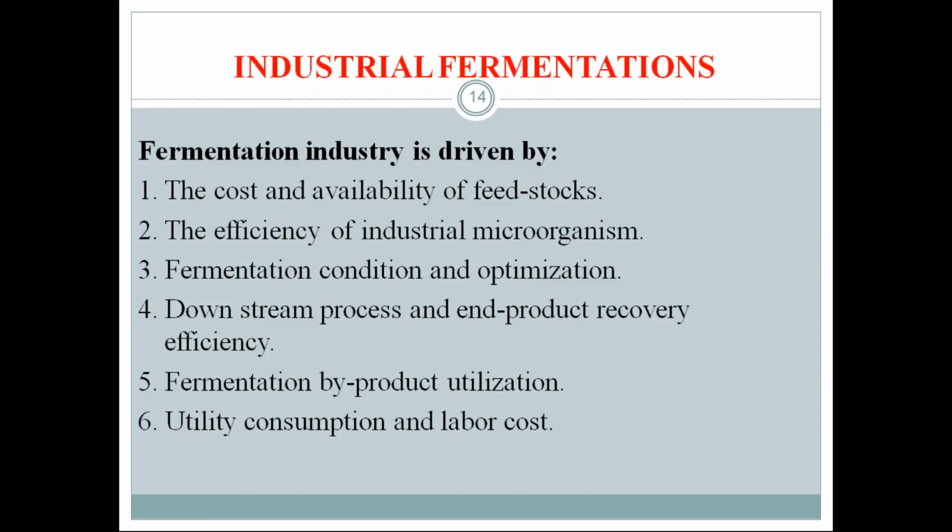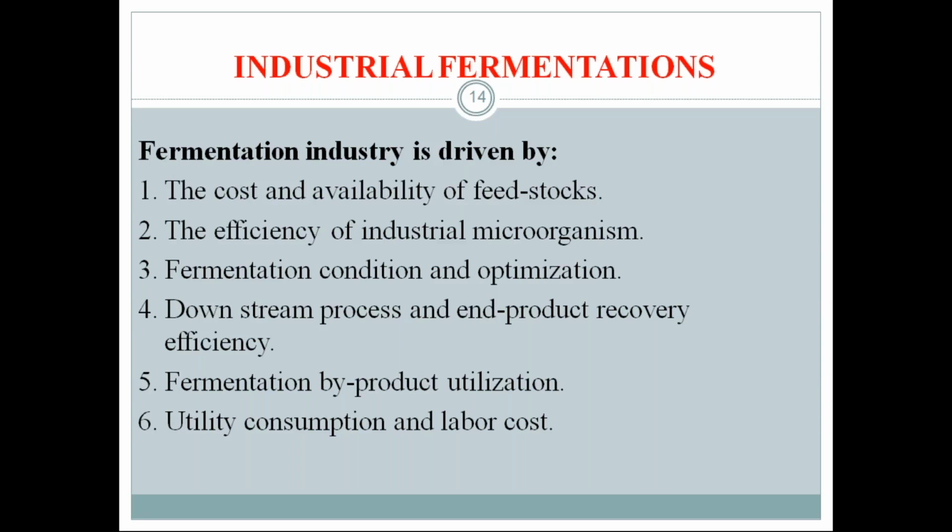Now from all this, we are going to move to industrial fermentations. This is a very important topic where we are going to discuss different aspects within industrial fermentations. As far as industrial fermentations are considered, we have to remember different points. From that, I concluded 6 points. The first point is the cost and availability of feedstocks, meaning the raw material. Then the efficiency of industrial microorganisms.